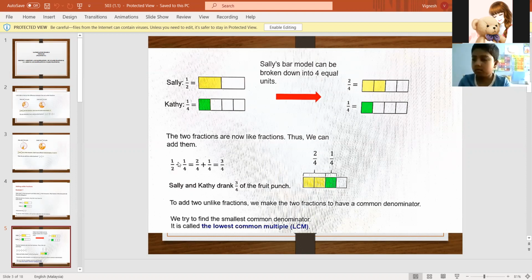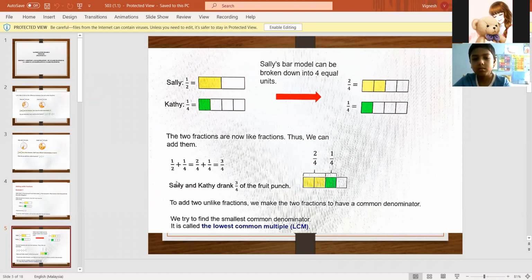So which one is the smallest common denominator? When you compare the 2 and 4, which one is the smallest common denominator? Either 2 or 4. Which one? Class, which one?